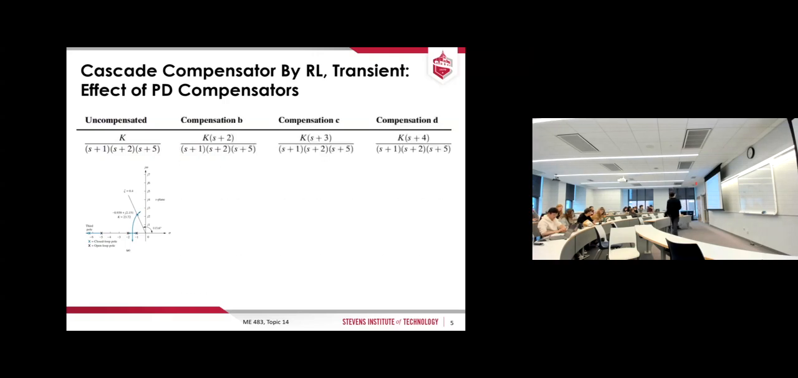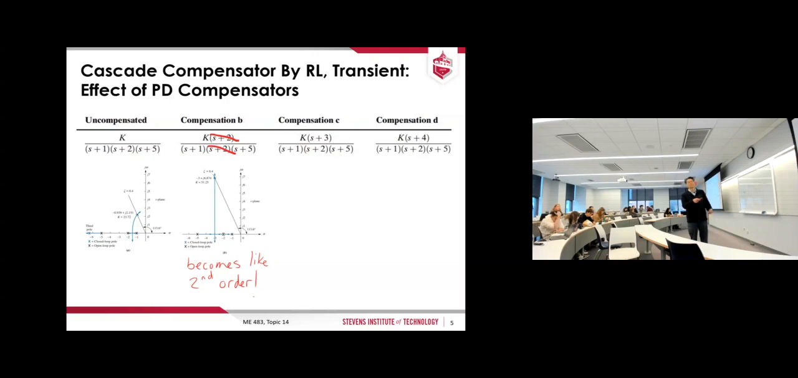Now, let's add PD. PD means you are adding a 0 to the system. Where do you have the 0? Aha, you have the 0 to the system. However, you put your 0 at this pole so that you can have this pole-zero cancellation. So the system works exactly like a second order system, though it is a third order. So that's how it works.